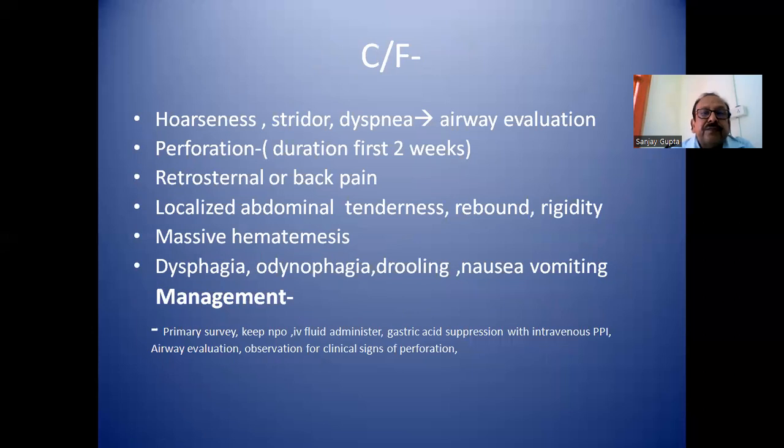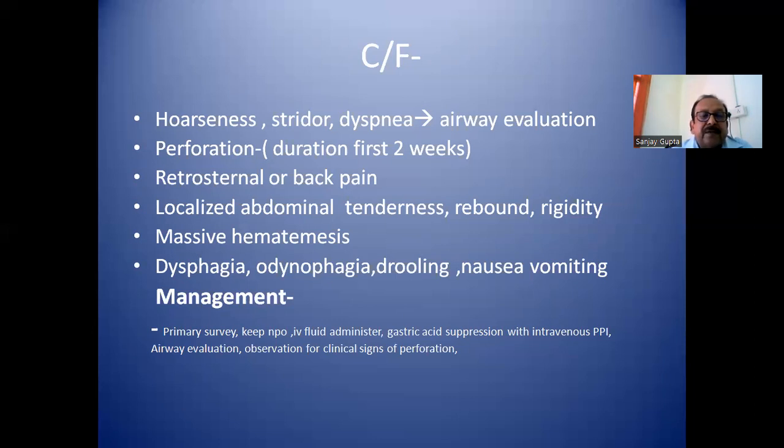Clinical features: there will be hoarseness, stridor, dyspnea, airway evaluation is necessary, perforation may be there, epigastric or back pain is there, localized abdominal tenderness. There will be rebound, rigidity, and massive hematemesis may be there. There can be dysphagia, odynophagia, drooling, nausea, vomiting.